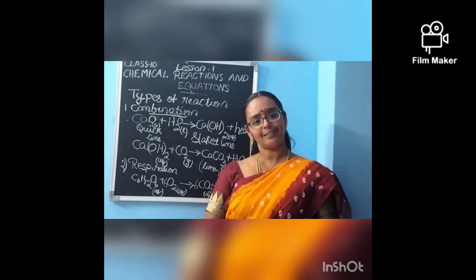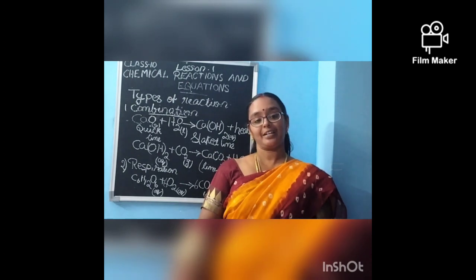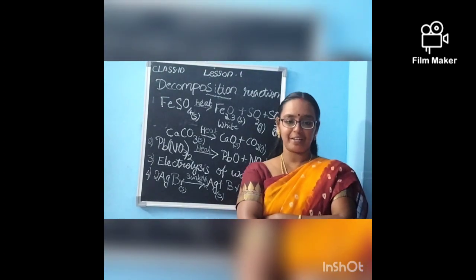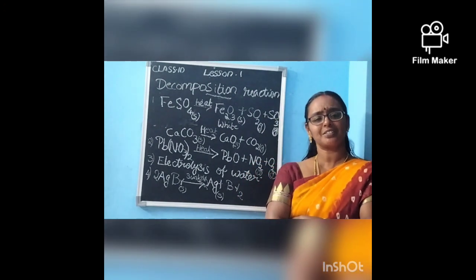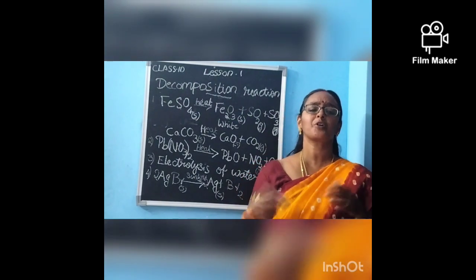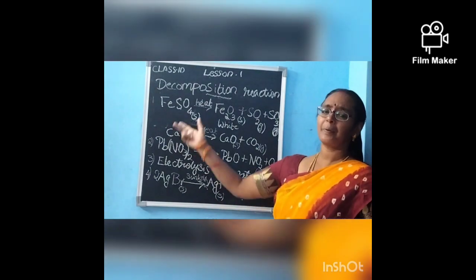Shall we go for the second? The second one is decomposition reaction. We have gone through the combination reaction. Now we are moving to the decomposition reaction. What is a decomposition reaction? The reaction in which the reactants break down to form products is called a decomposition reaction. Okay, dears? Here there are many examples.